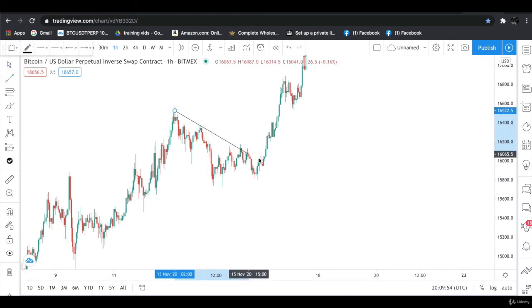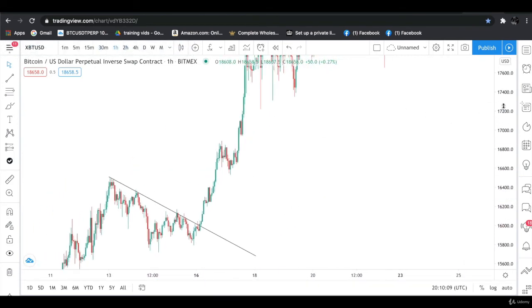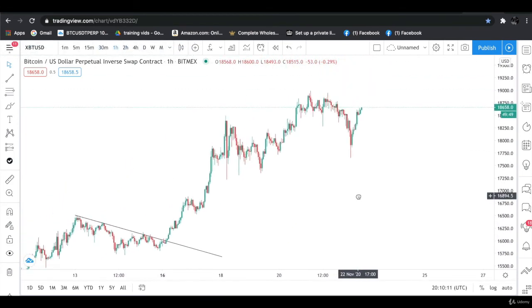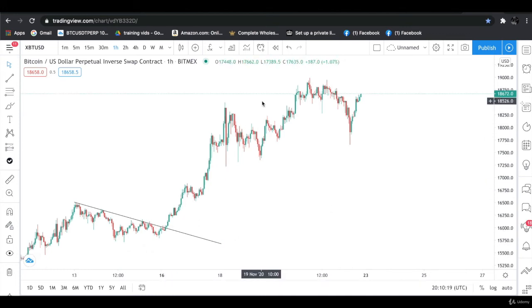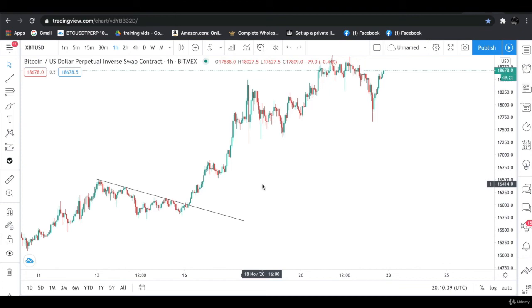We have another trend line over here. See, this is a trend line. The market was in a downtrend, trend line broken, retested it and then rallied towards the upside. So always wait for some sort of retest on the trend line. Let's find few more examples.